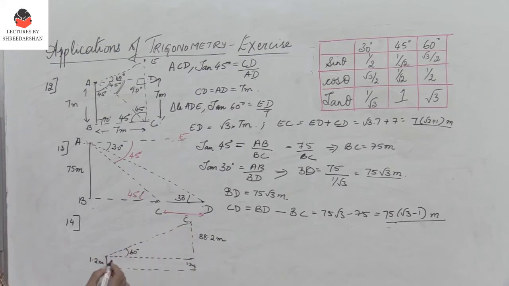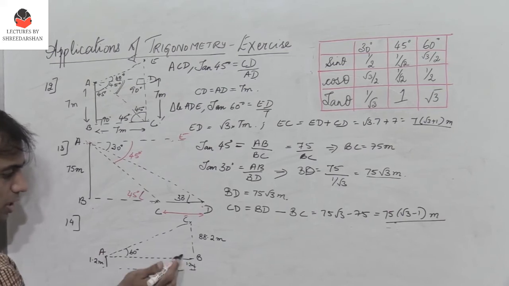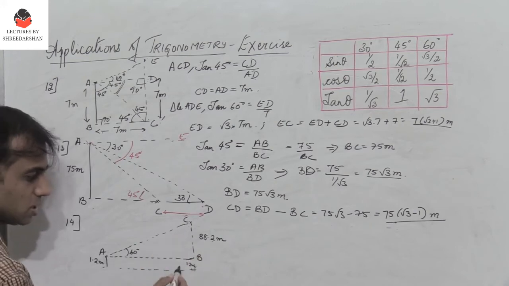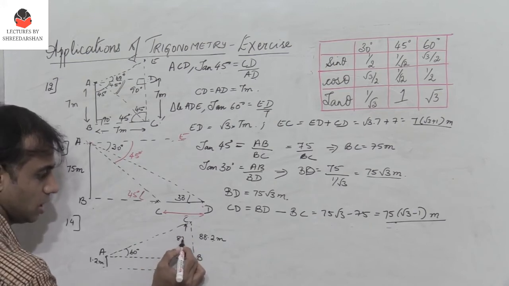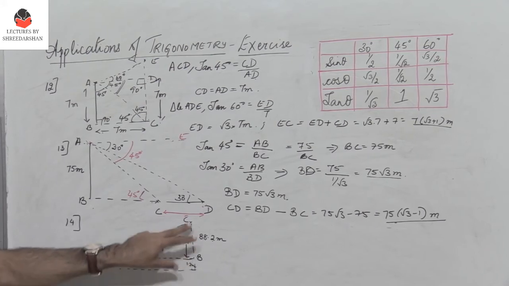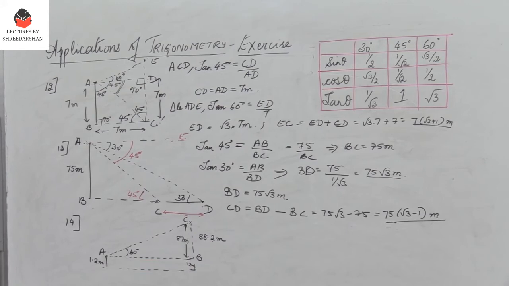Let this be C, let this be A, and let this be B. So her height is 1.2. Therefore what is BC? It is 88.2 minus 1.2. So this is 87 meters. Because she is seeing here, from the top, the elevation from her eyes is 60, isn't it? So from point A, the angle of elevation is 60 degrees. So I need to subtract 1.2 from 88.2 to get 87.